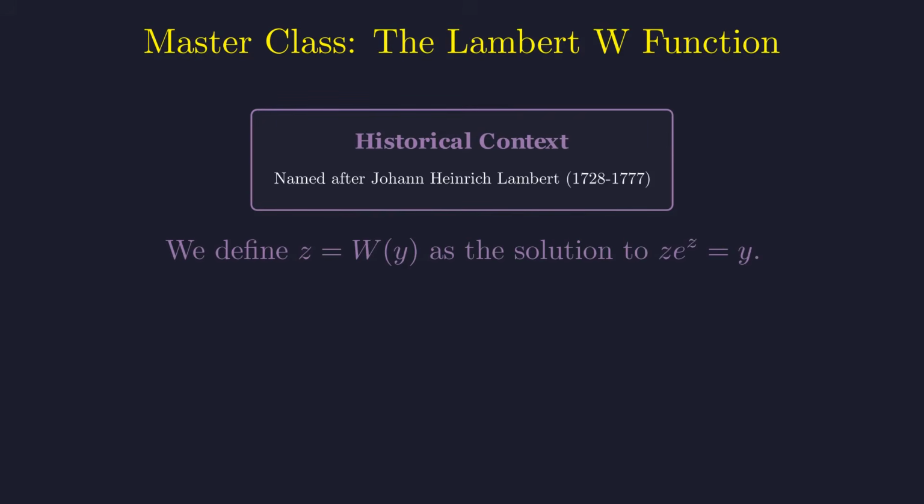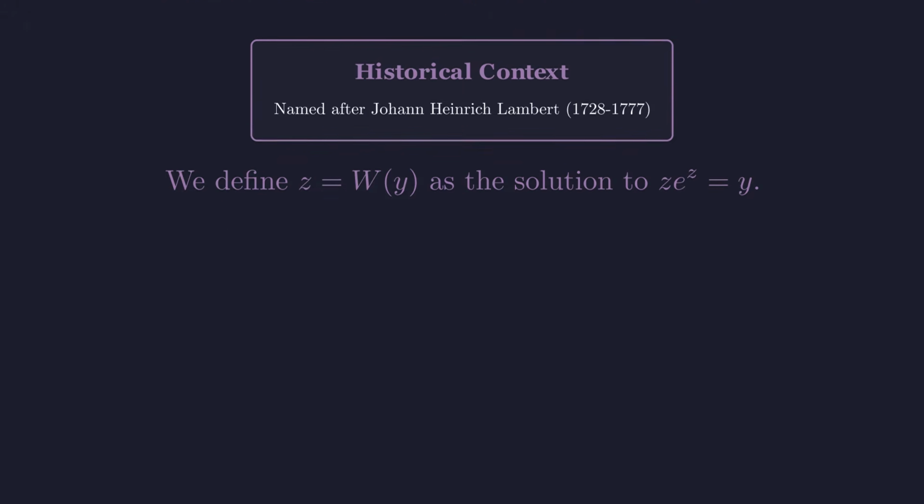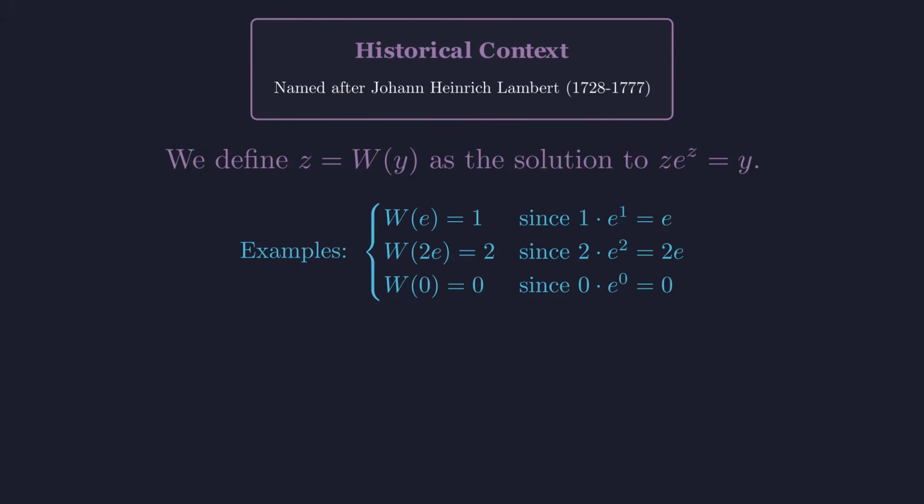The story begins with the deceptively simple equation: z times e to the power of z equals y. This form appears constantly in mathematics, yet there's no algebraic way to solve for z. Let's build intuitions with some examples.